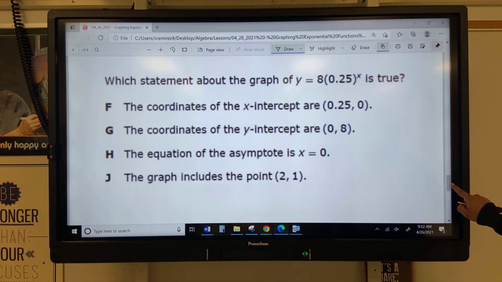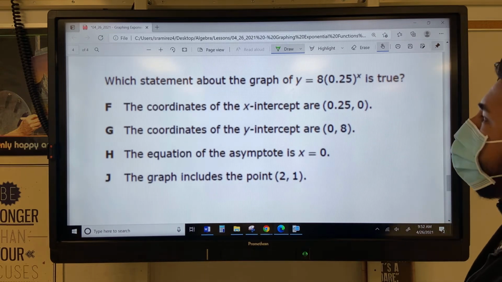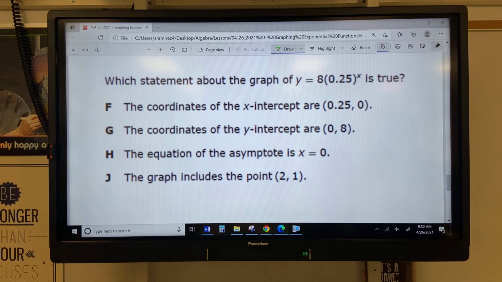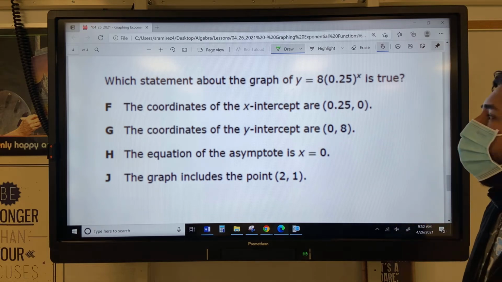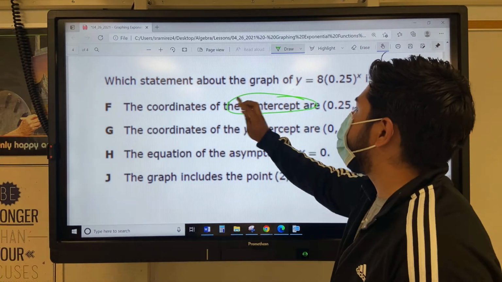And the last thing that we're going to talk about, which statement about the graph of y equals that is true. So we got a couple things to remember. Never ever are we ever going to talk about an x-intercept for this topic.